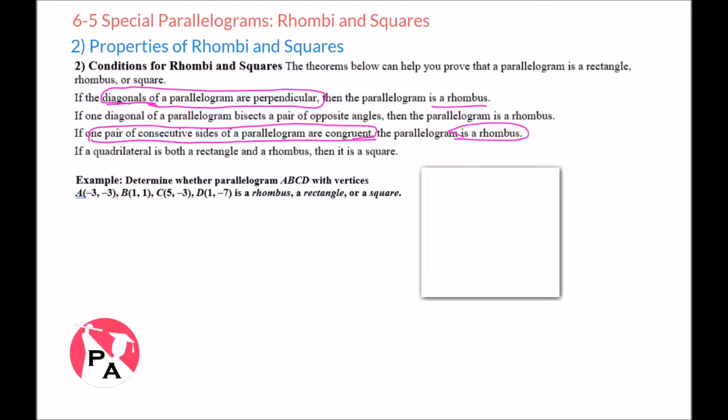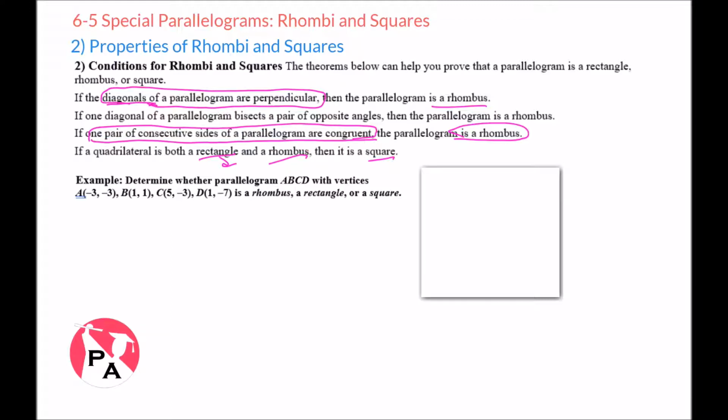And if a quadrilateral is both a rectangle and a rhombus, then it's called a square. So we know what we need for the rectangle. The diagonals must be equal in length. So the distance between the endpoints of the diagonals must be the same for us to say it's a rectangle. And here are the statements that we will see if we have a rhombus.